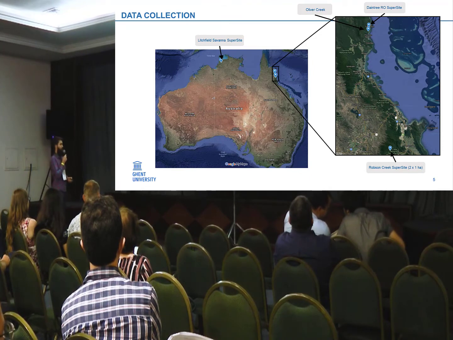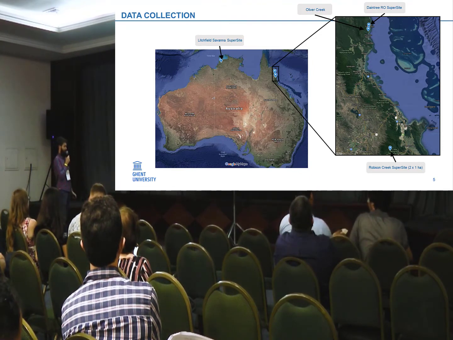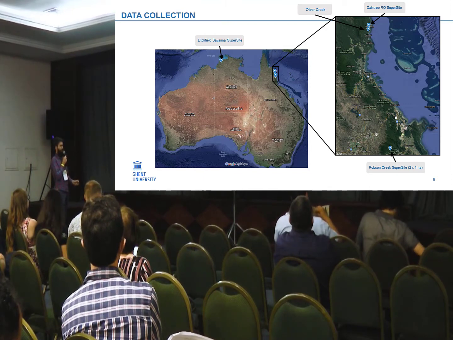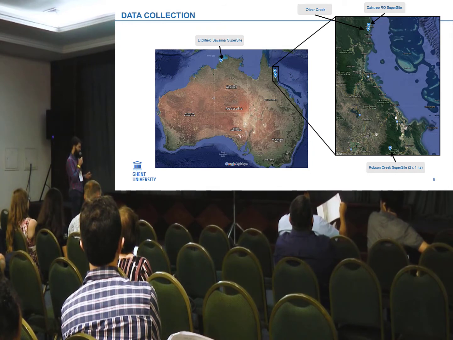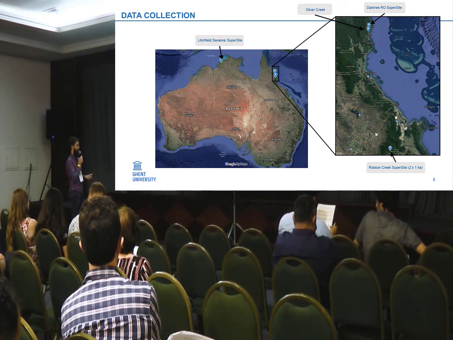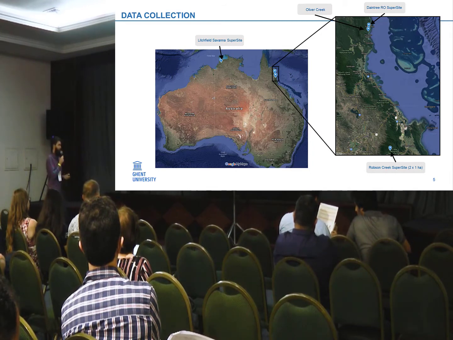So the sites are located in North Australia. There's one savanna site at the Litchfield supersite, and then we have a rainforest transect in North Queensland. These are all TERN supersites apart from Oliver Creek, so it also means that they have flux tower data and a lot of additional data.